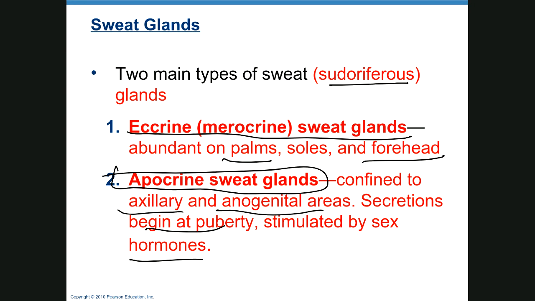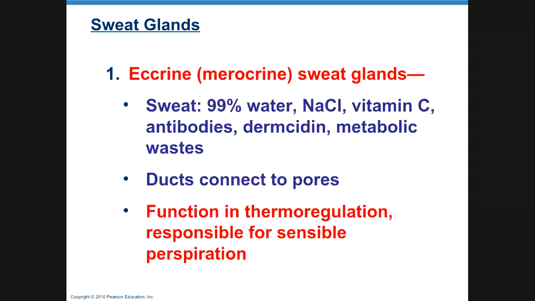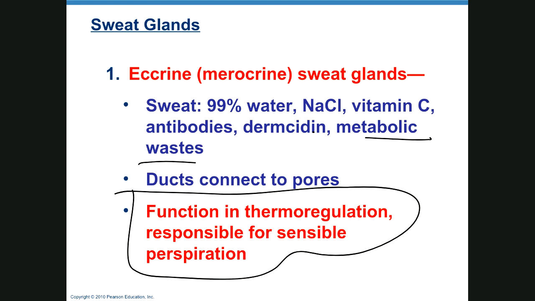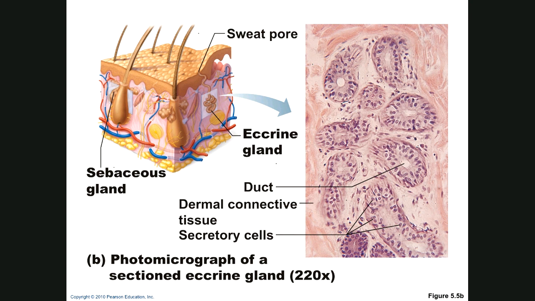So eccrine glands secrete the watery sweat, mostly water, with some antibacterial properties and some metabolic waste. The function is thermoregulation and some excretion of waste. When we talked about sweat in thermoregulation, this is the sweat that creates the sensible perspiration produced by eccrine or merocrine sweat glands. And there's a depiction of those little glands in the dermis.